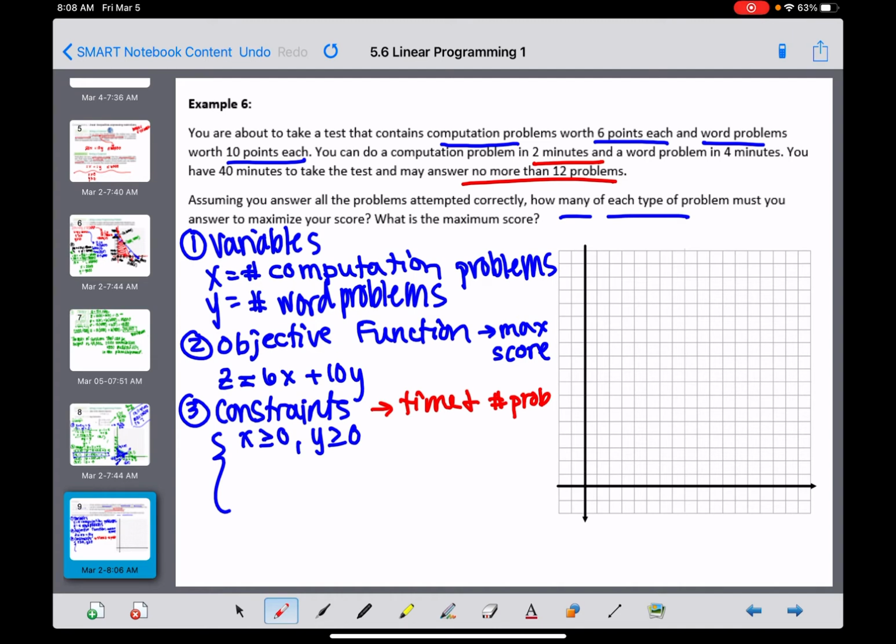So the first one we'll do time. So it says that you have 40 minutes to take the test. So it needs to be less than or equal to 40. And we do a computation problem in 2 minutes and a word problem in 4 minutes. And then the second one, it says that we may answer no more than 12 problems. So X represents the number of computation problems, Y is the number of word problems. So my total has to be less than or equal to 12. Okay, so that's time and then problems. So now I want to graph that.